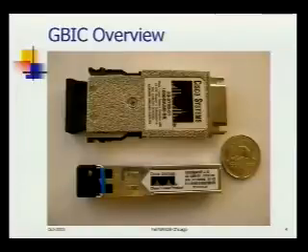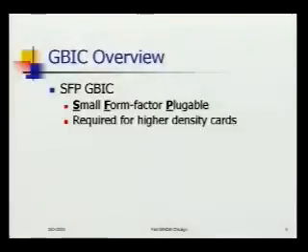as you can see, the GBICs are not that big. The top ones are the older ones, the larger GBICs that came out in '99, and the smaller bottom one is the newer ones that started this whole problem, which came out this year. The smaller ones are called SFP GBICs, for small form factor pluggable. They were required for higher density cards.